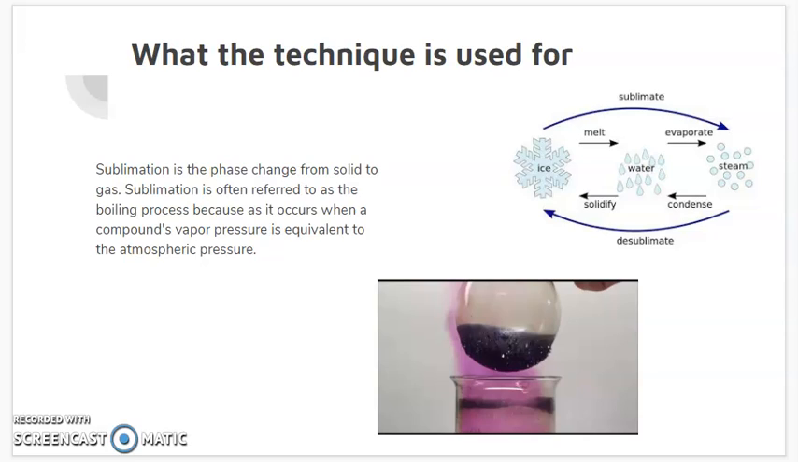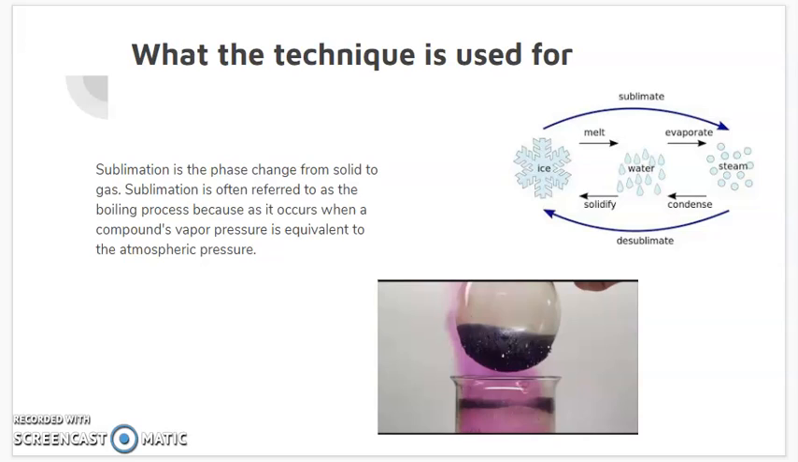Sublimation is often referred to as the boiling process because it occurs when a compound's vapor pressure is equivalent to the atmospheric pressure. However, sublimation involves a solid's vapor pressure instead of a liquid's. There are four types of sublimation that are commonly used.